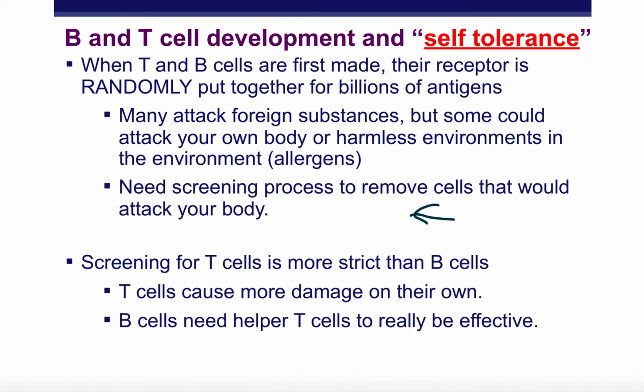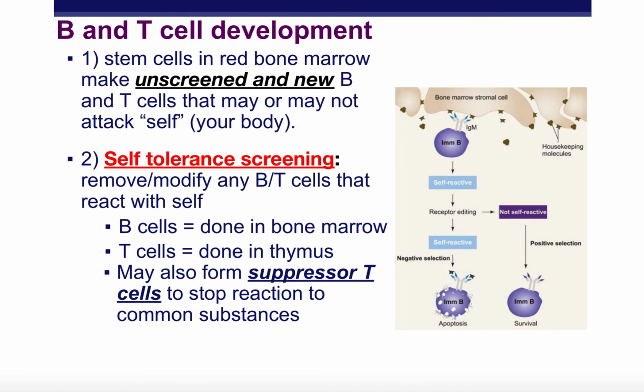T cell regulation is far more strict than B cells because if you recall, B cells need helper T cells to really proliferate. That was in the last notes. So if your B cells are still activated, but you don't have any T cells, those are all screened out, your B cells won't be hyped up. They won't make as many, they won't damage you as much.